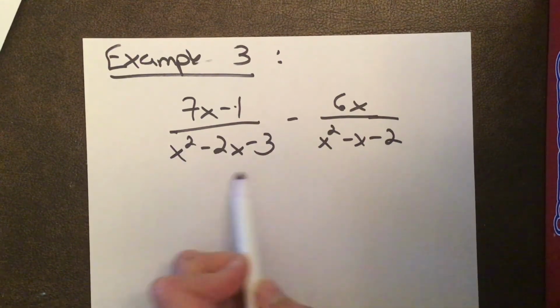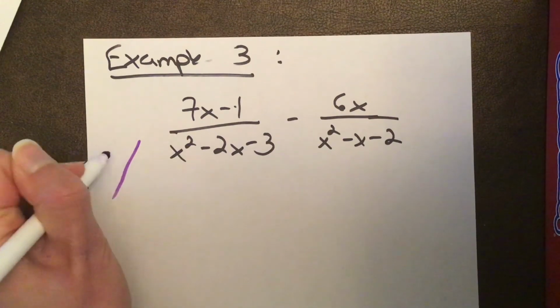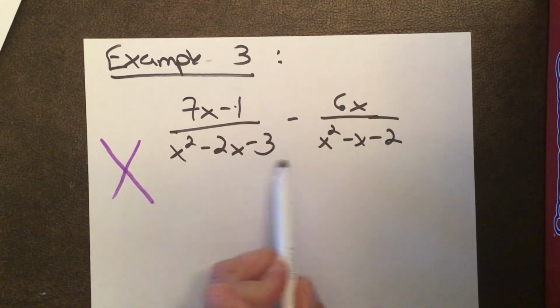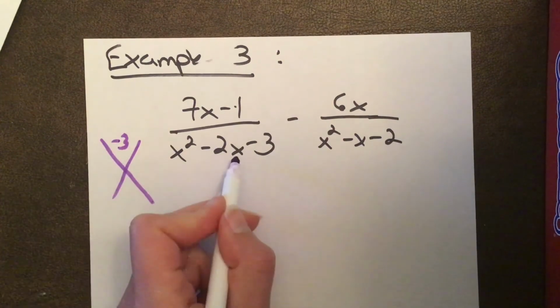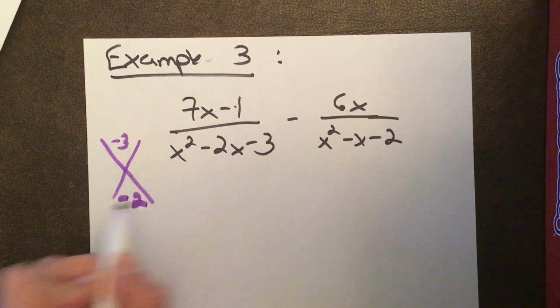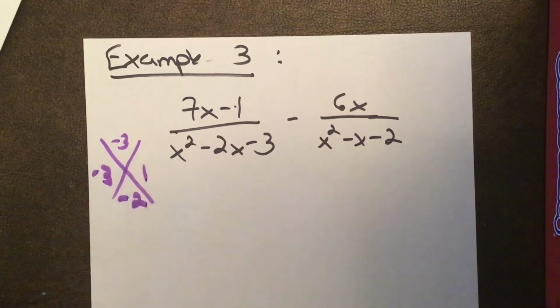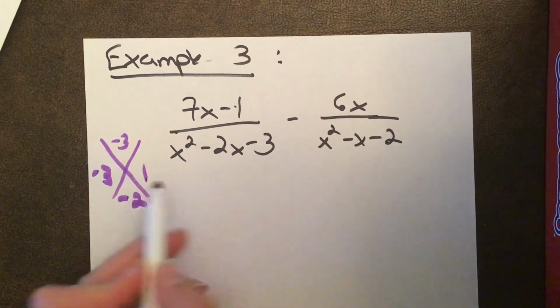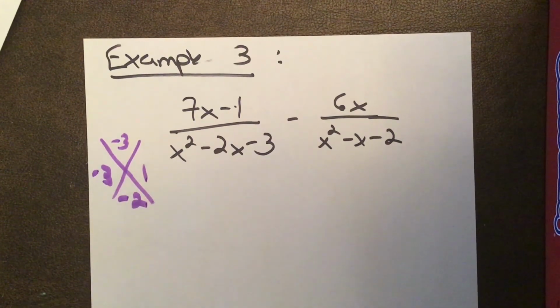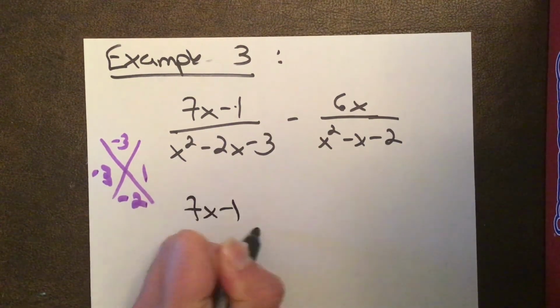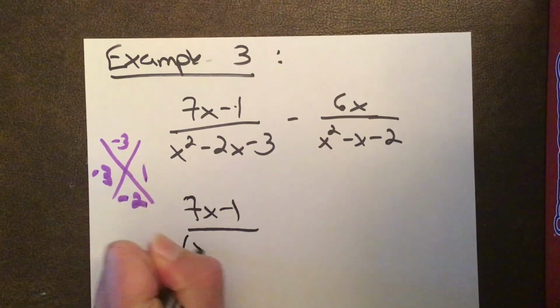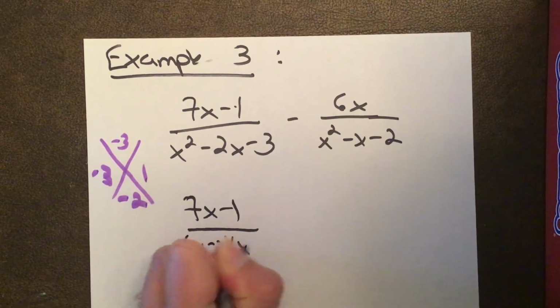So this is one where we actually can try to factor them. So just remember, since this is a trinomial where a is 1, I just need factors of negative 3 that add to negative 2. So those would be negative 3 and 1. Okay, so I'm just going to go ahead and rewrite this here. So this is going to become 7x minus 1 over x minus 3, x plus 1.